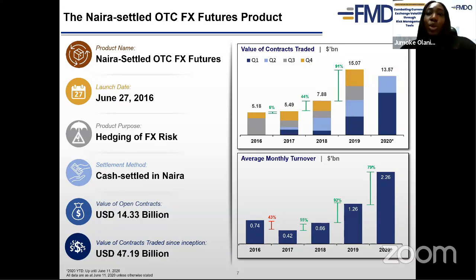We've also shown you quarter on quarter, typically how the products have been used. And in some cases, you see that quarter on quarter, there is some trend because there are some risks that are a little bit more heightened in a quarter than other quarters. And what we've done also is to give you just an analysis of the turnover volumes month on month. Again, it has been a steady increase because there's been significant adoption of the product for hedging foreign exchange risk in the Nigerian market.